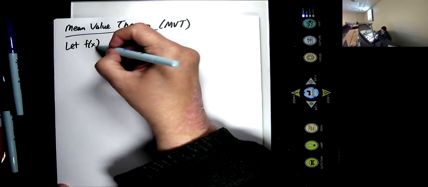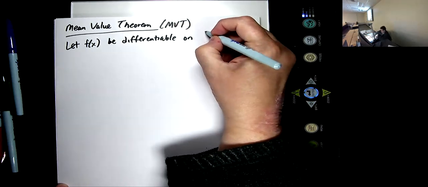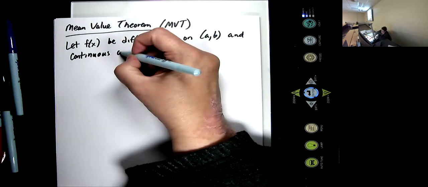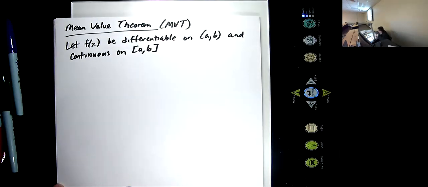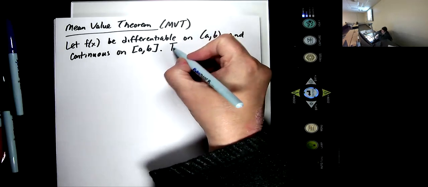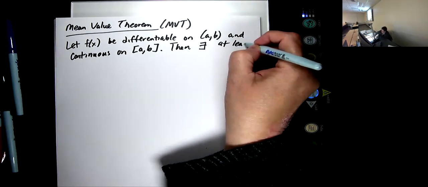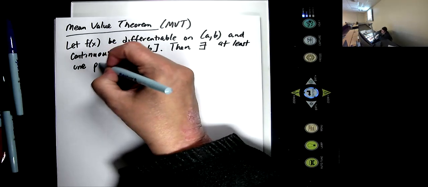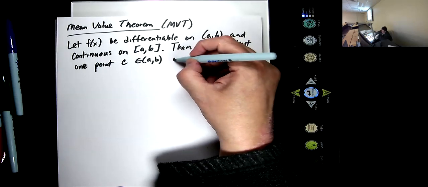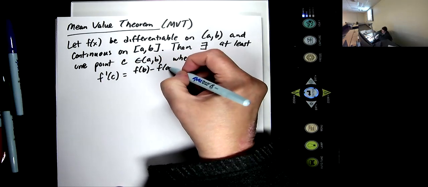Let f of x be differentiable on the open interval AB, and continuous on the closed interval AB. Then there exists at least one point C in AB where f prime of C equals f of B minus f of A over B minus A.